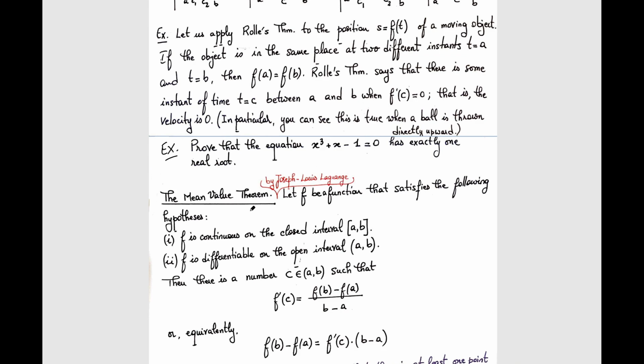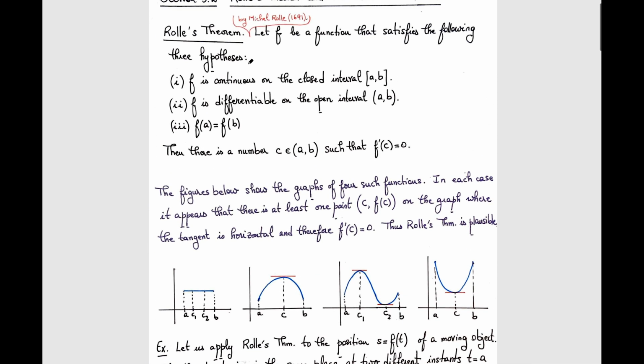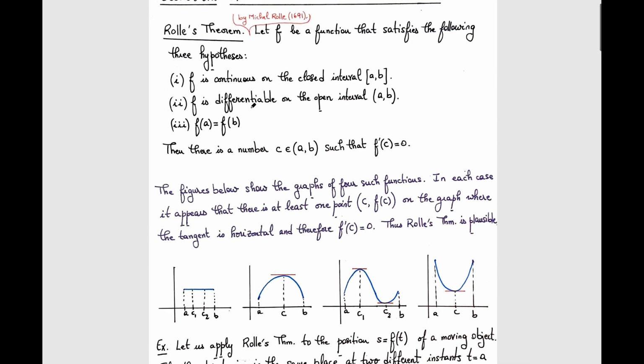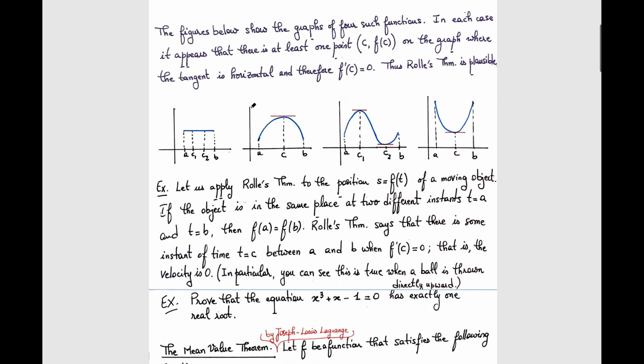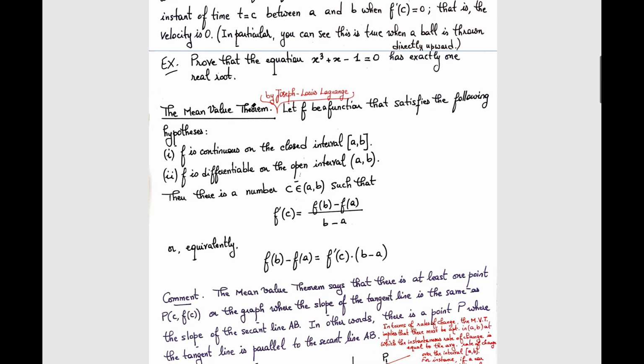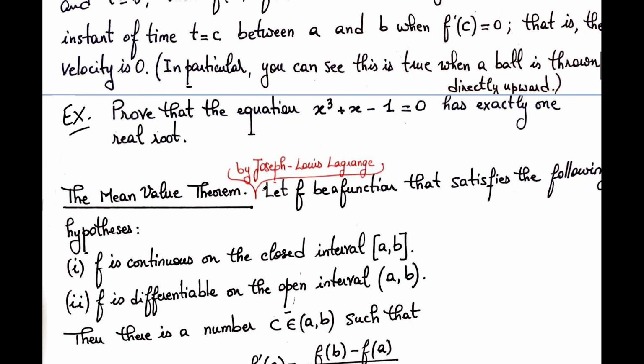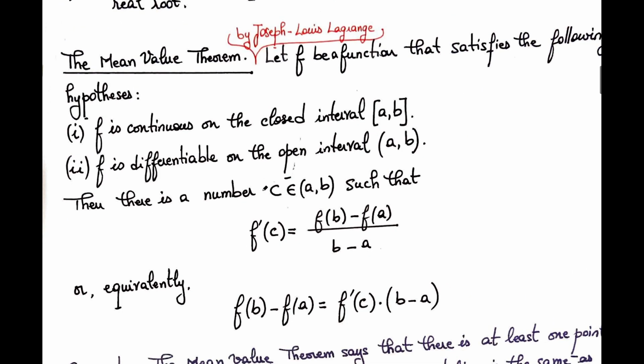So what this says is that the mean value theorem and Rolle's theorem are actually the same. They are exactly the same thing, but they look different. Okay, they are equivalent. This is what I mean. All right. What does this mean? Let's give some geometric interpretation of the mean value theorem.